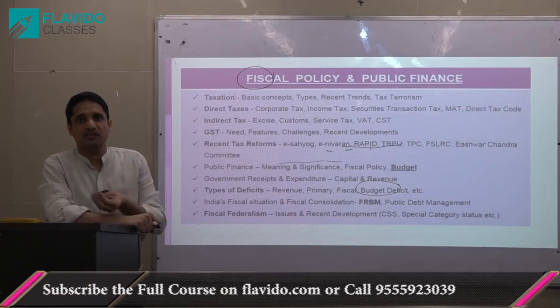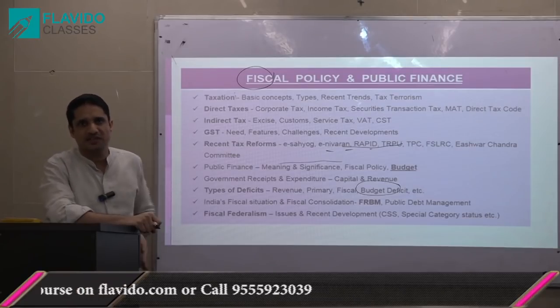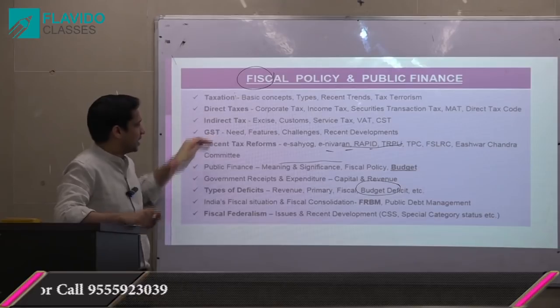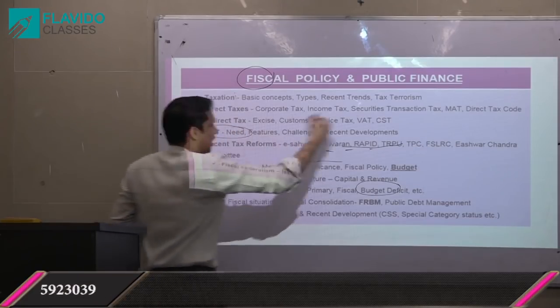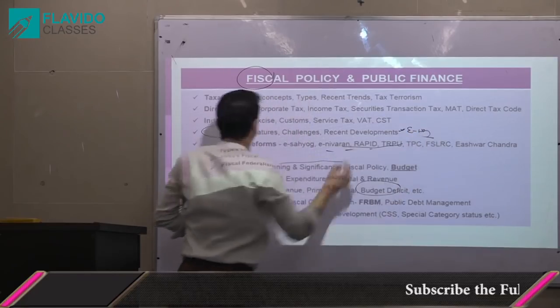For example, we have the e-way bill issue that is going on at present. No book is going to cover these current affairs based topics, but in the class we are going to cover all these topics from the static portion. It means the need of GST as well as the various recent developments. For example, we have e-way bill.